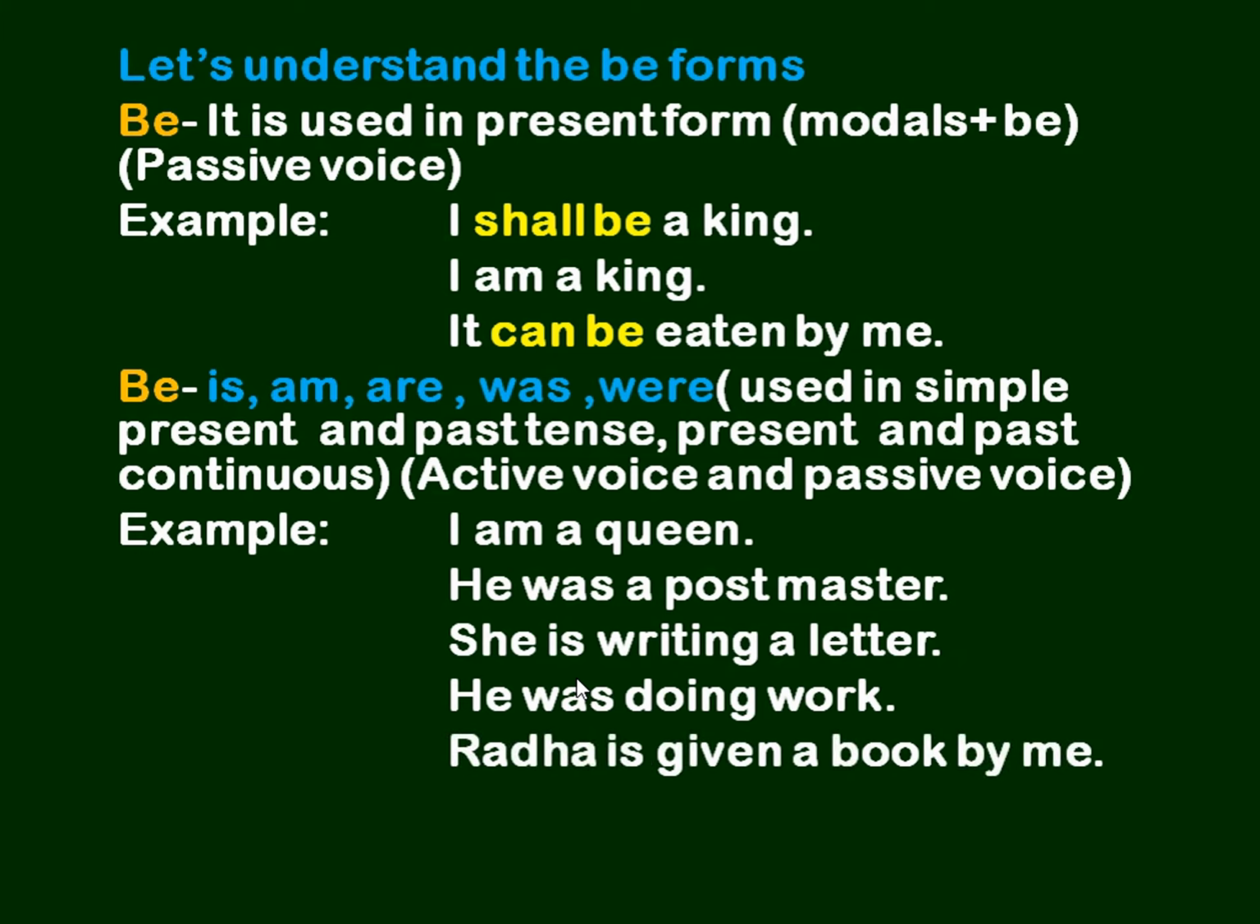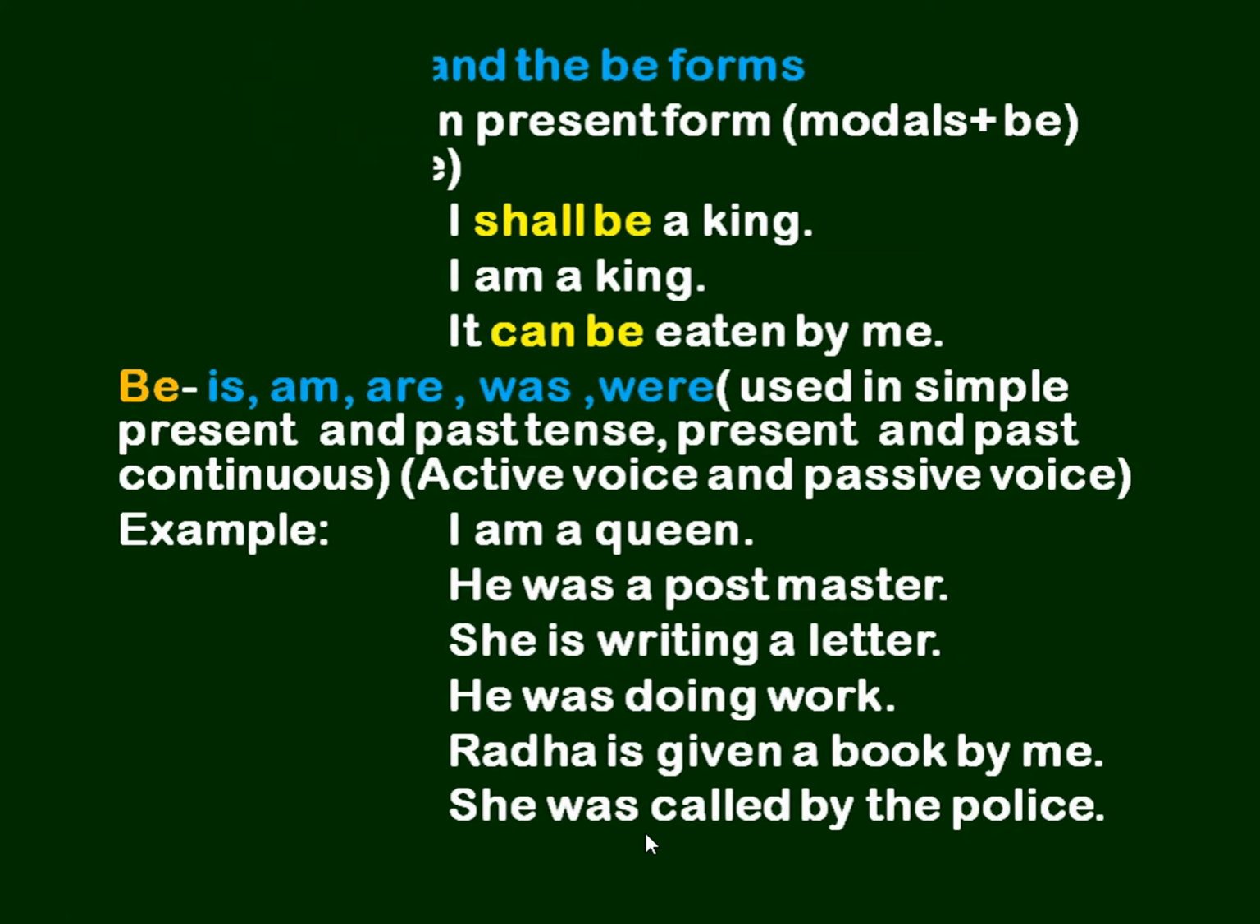And Radha is given a book by me. This is active voice and passive voice. This is passive voice, simple present tense passive voice. So is given, so be form here we used is. She was called by the police. So here was is be form, here we used it in simple past passive voice.